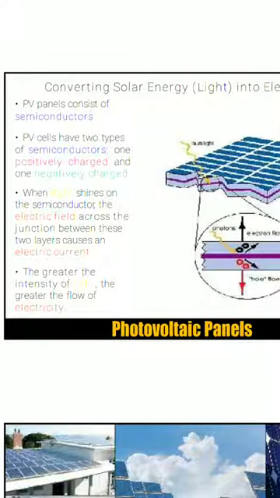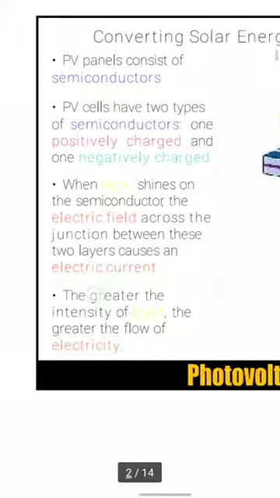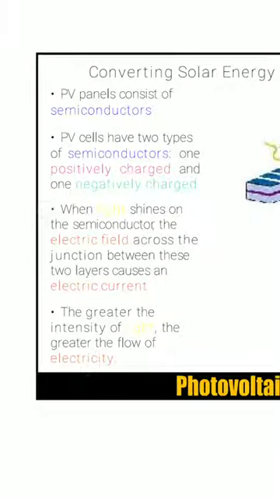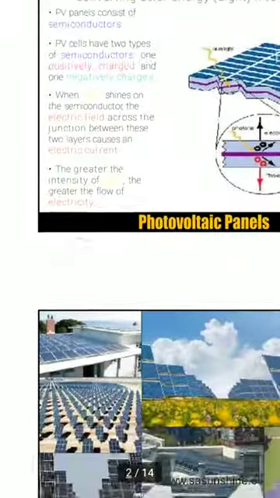A basic diagram is given here. A PV panel consists of semiconductors. We know there are two types of semiconductors, positive charge and negative charge, P type and N type. When light shines on the semiconductor, the electric field across the junction between these two layers causes an electric current, and it depends on the intensity of the light. That means if the intensity of light is greater, then the flow of electricity is also greater.